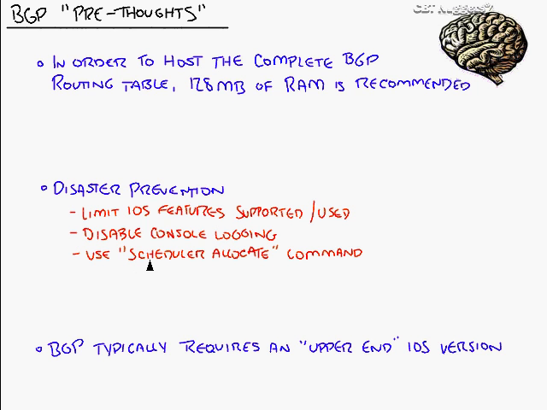Finally, use the scheduler allocate global configuration command. Not many people know about this one. This command allows you to allocate how many interrupts your processor will use to route network traffic, I mean the actual process of sending traffic through the router, versus handling system processes. I'd really recommend you check out Cisco's website. They have a lot of great examples on using this, primarily with ATM, but also with BGP.